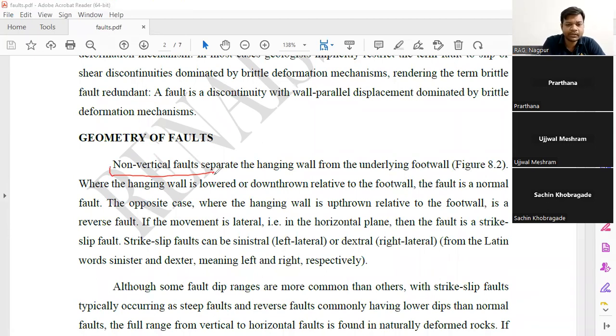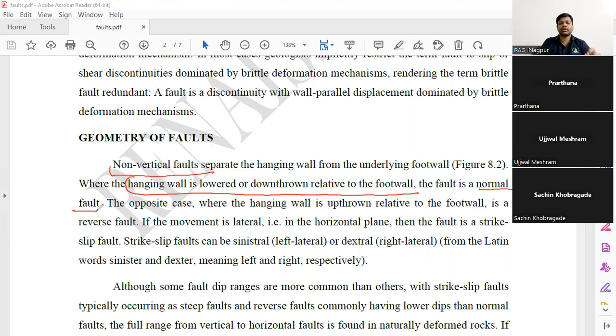So non-vertical faults separate the hanging wall from the underlying footwall. The hanging wall is lowered relative to the footwall, right? When the hanging wall is lowered or down thrown with respect to the footwall, the fault is called a normal fault.